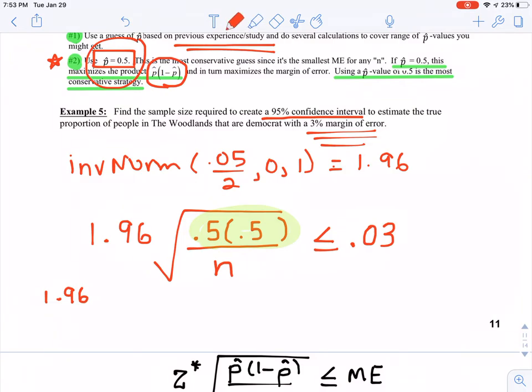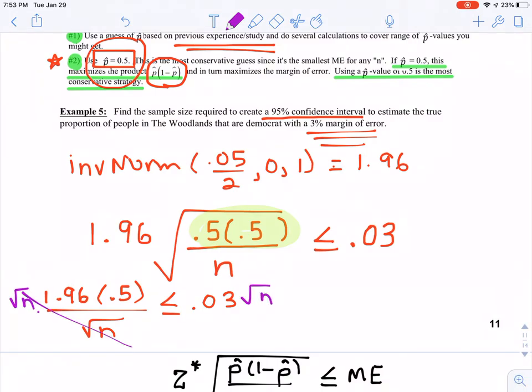So if you are going to take the square root of 0.5 squared, that's going to just give you 0.5 in the numerator, okay? And the denominator, we still have a square root symbol over top of the n, okay? I'm just going to pull that n that's in the bottom here, get it over in the numerator, okay? And I'm going to divide both sides by 0.03 so that we just have the square root of n on that side, okay?